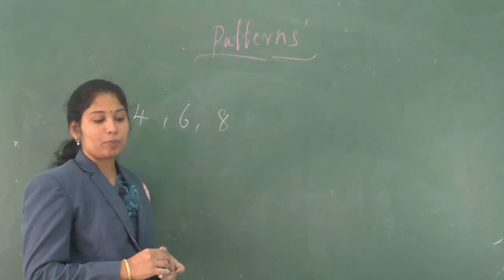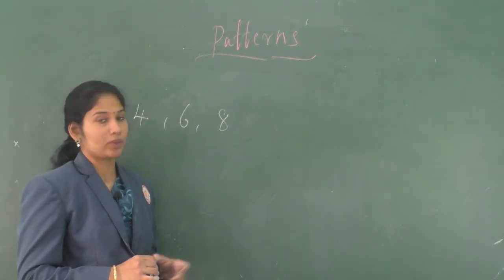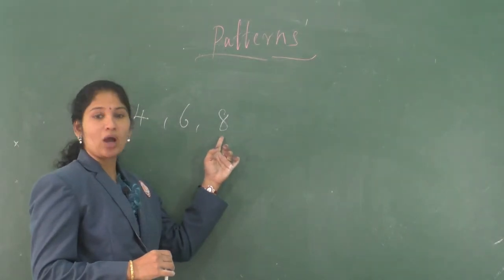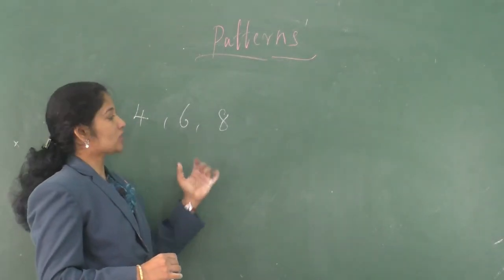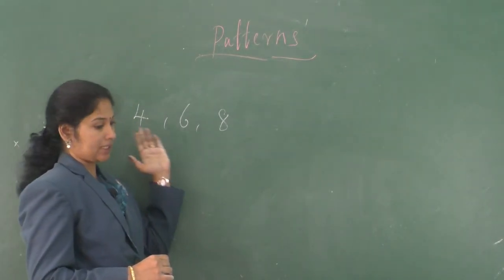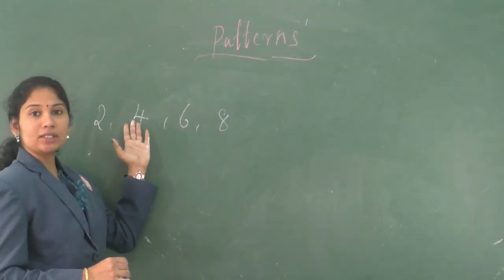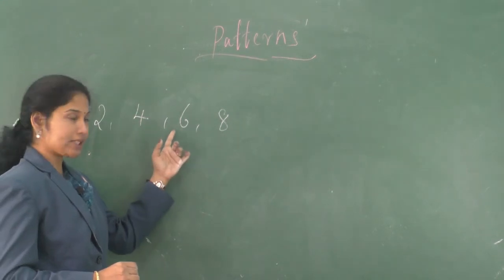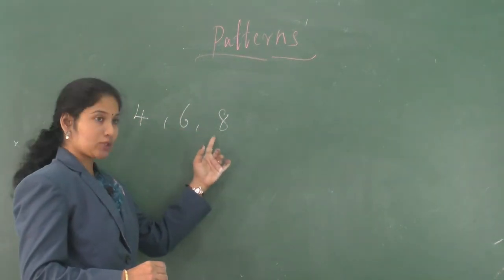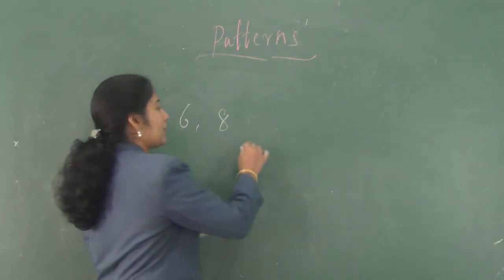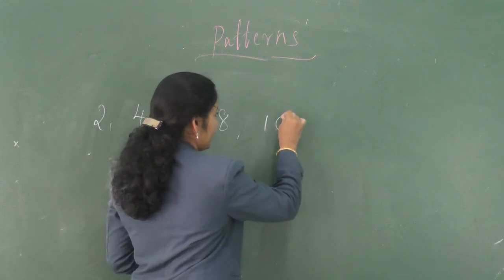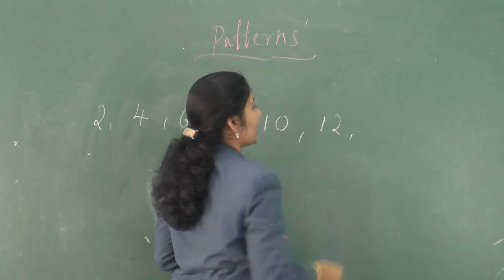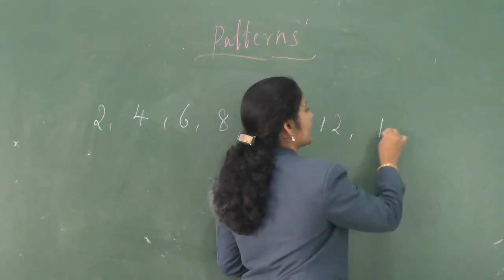Children, next pattern by numbers. Here we have 2, 4, 6, 8. What are the next three numbers? Yes, the difference between two numbers here is 2. 2 plus 2, 4. 4 plus 2, 6. 6 plus 2, 8. 8 plus 2, 10. 10 plus 2, 12. 12 plus 2, 14.